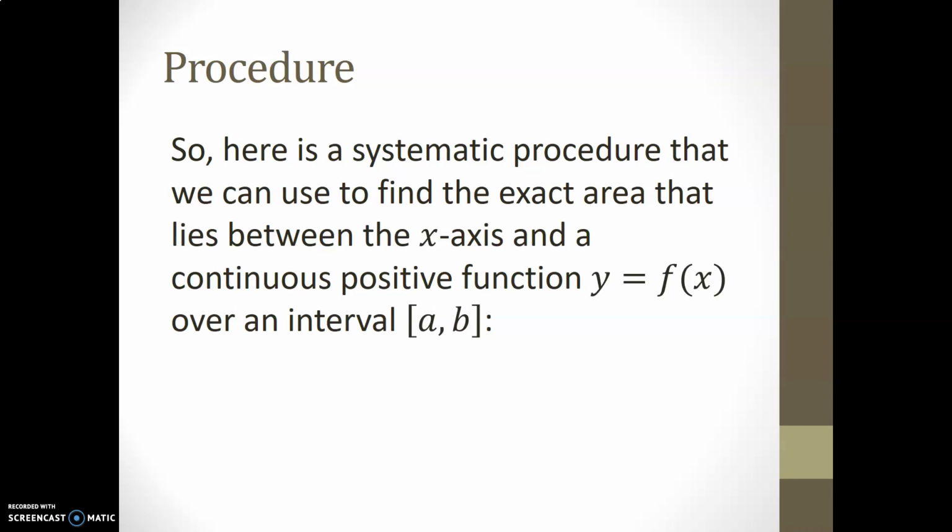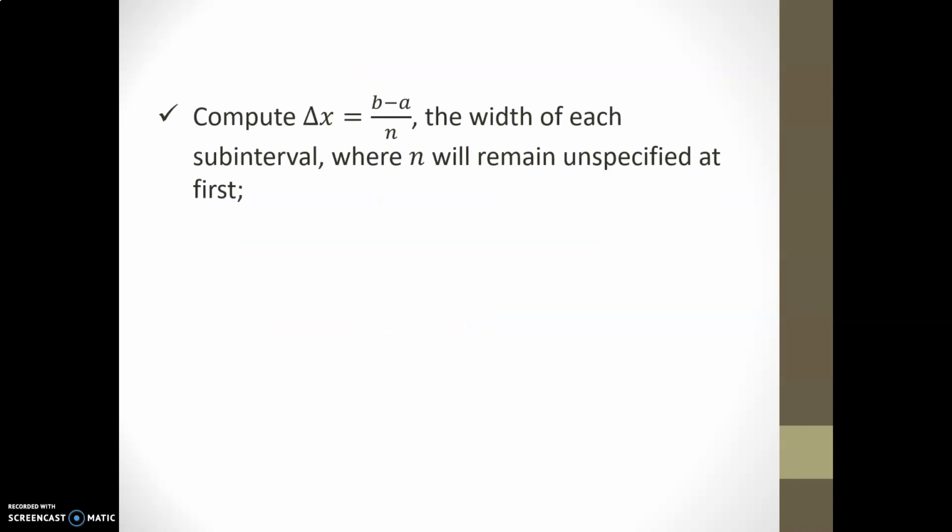So here's a procedure that we can use to find the exact area that lies between the x-axis and a positive function f of x over the interval a to b. First of all, we're going to compute delta x, the width of each subinterval, by calculating b minus a over n, but this time n will remain unspecified. We will not replace n by 4 or 8 or 12, but rather leave it as a variable.